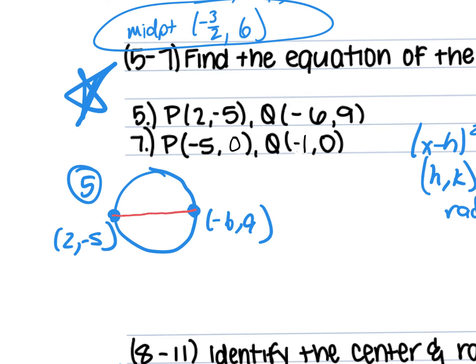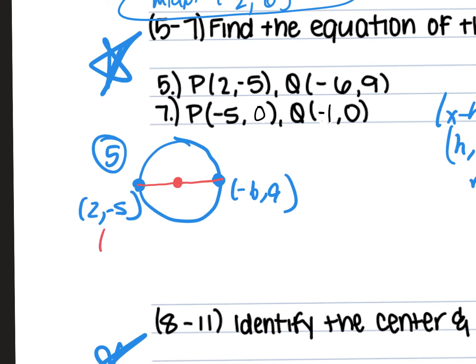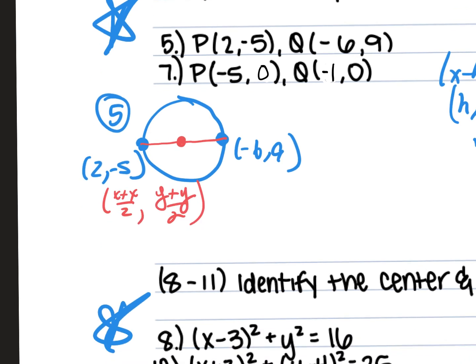What does the diameter do to a circle? It cuts it in half. It goes through the center, the midpoint. So given those 2 points, can I find out what the midpoint or the center of that circle is? Yeah, what formula would I use? The midpoint. I'm going to take my x's and add them up and divide by 2. And then I'm going to take my y's and add them up and divide by 2.